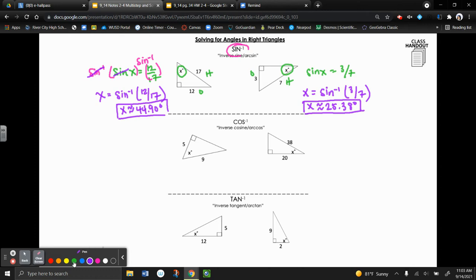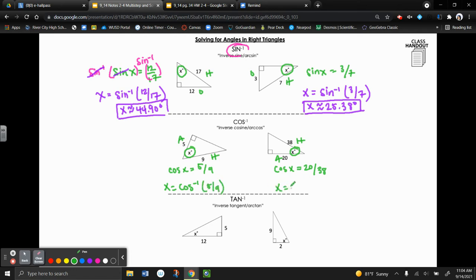Okay, we can do the same thing with these next set of problems. Circle your reference angle, label your sides. This is my adjacent, hypotenuse, adjacent, hypotenuse. And we're going to set it up the same way. Cosine x equals adjacent over hypotenuse. And then we just put that in our calculator. So we're going to put the inverse cosine, 5/9.